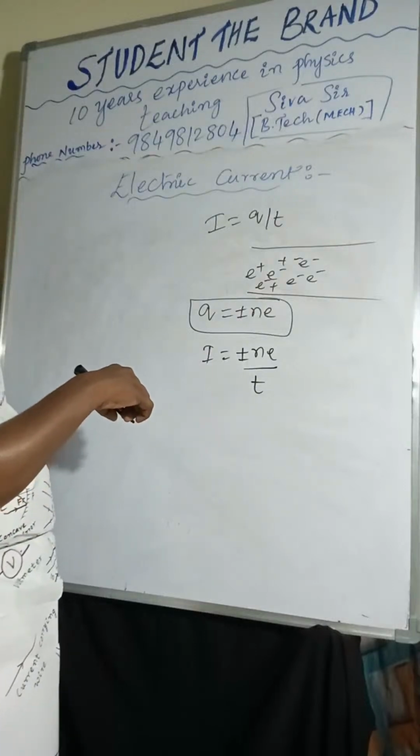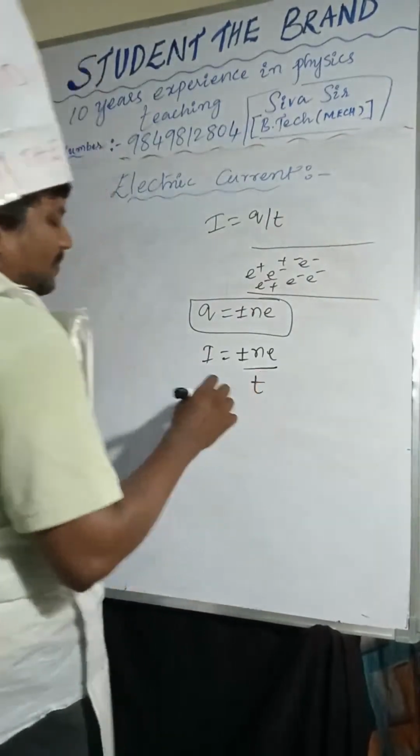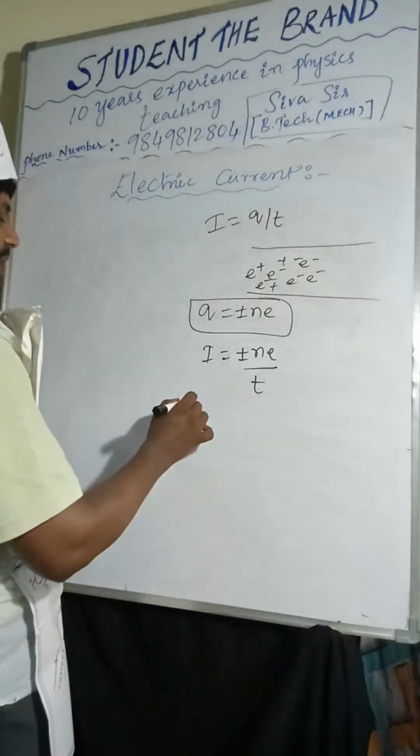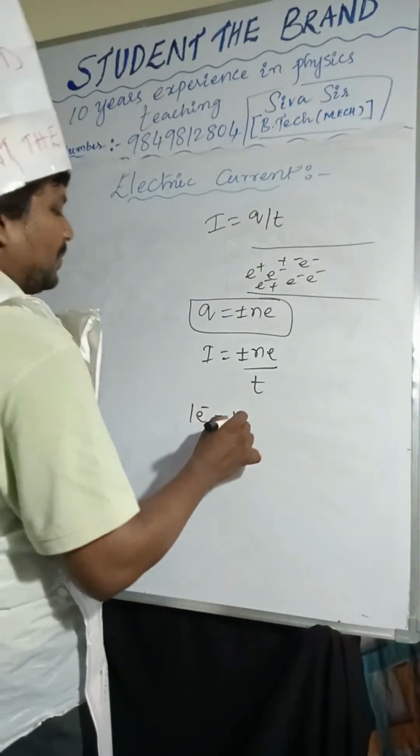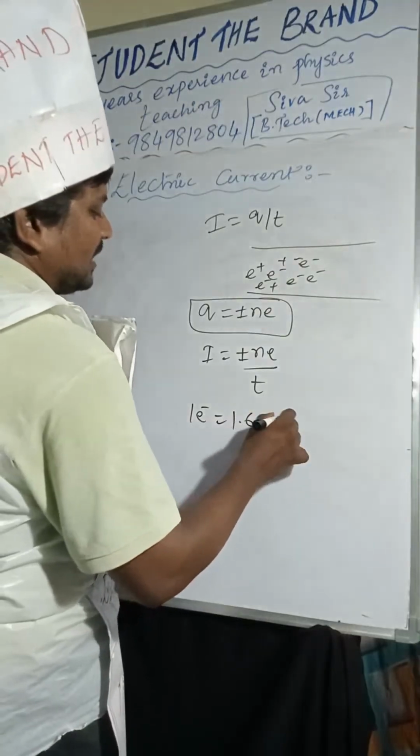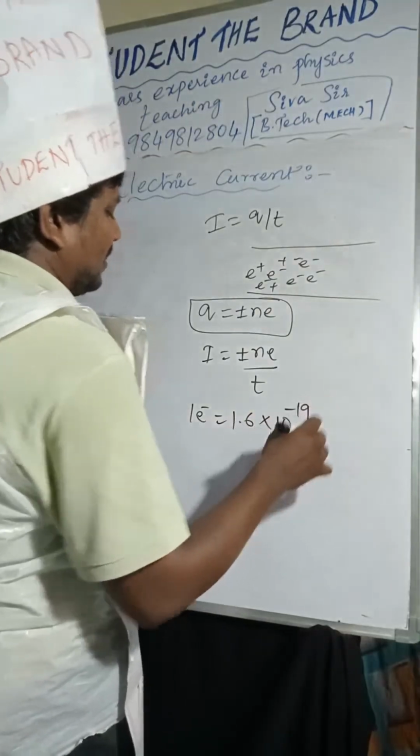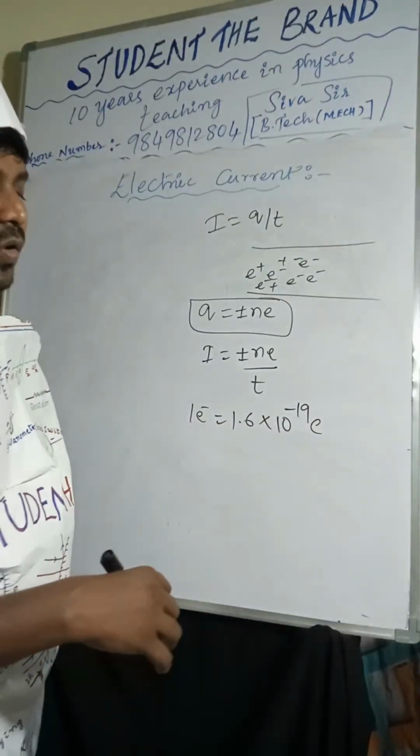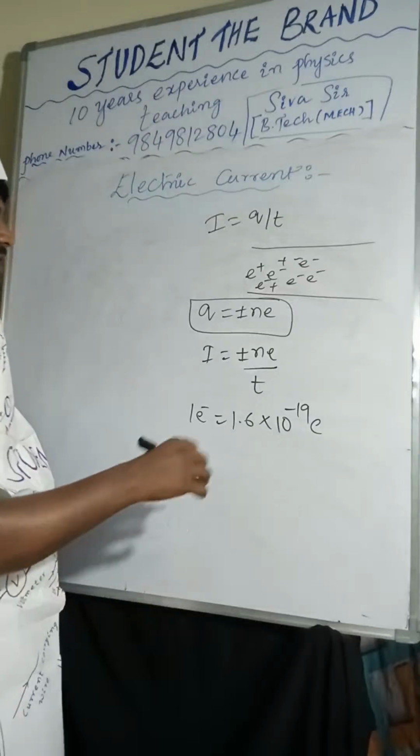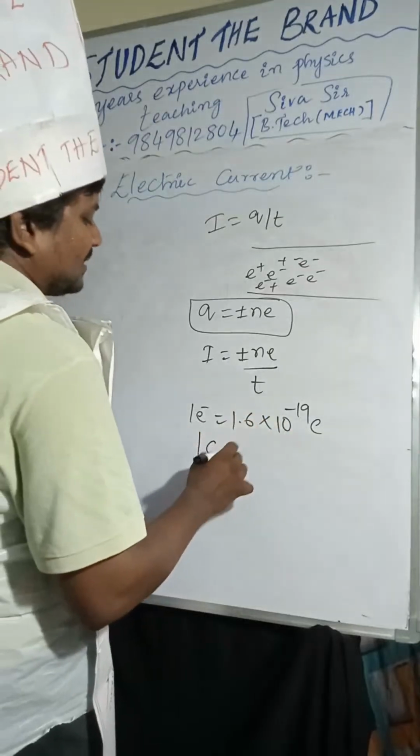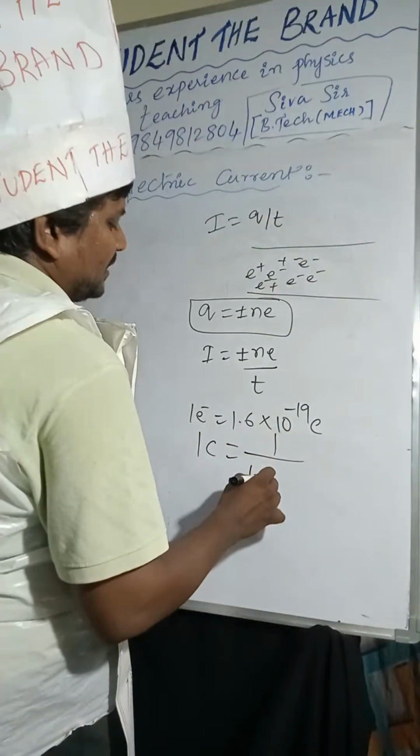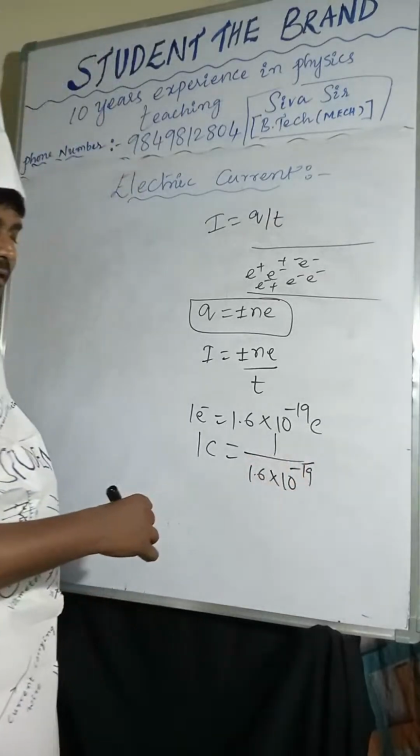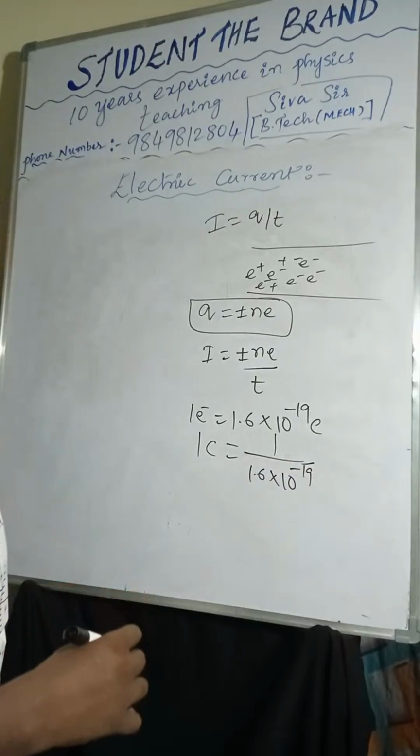Here you can consider how much charge is present on one electron. On one electron, 1.6 into 10 power minus 19 coulomb. In 1 coulomb, how many electrons are present? That is 1 by 1.6 into 10 power minus 19.